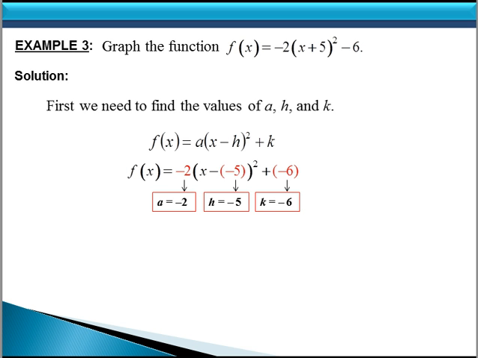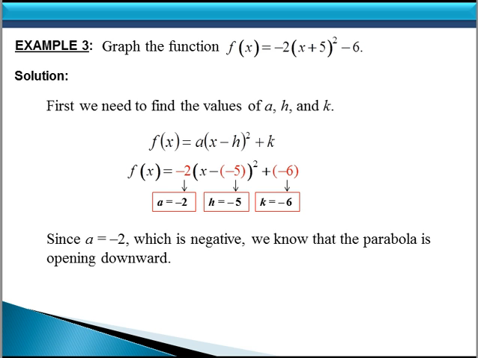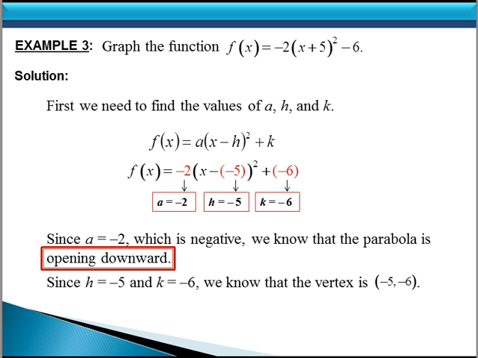All right, so now what does this tell us? Well, since the a is negative 2, that's a negative number, so we know that the parabola is opening downward. And then we know that the vertex is going to be the point (-5, -6), since the vertex is always the point (h, k) when it's written in this form. So there we have two pieces of information to graph our parabola.